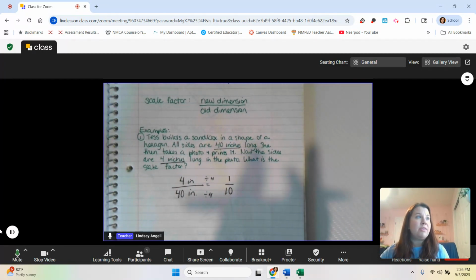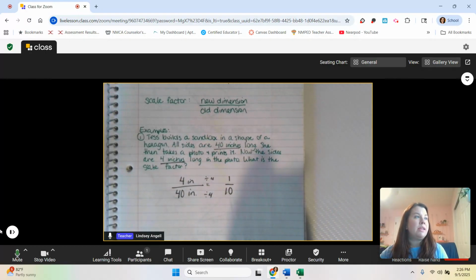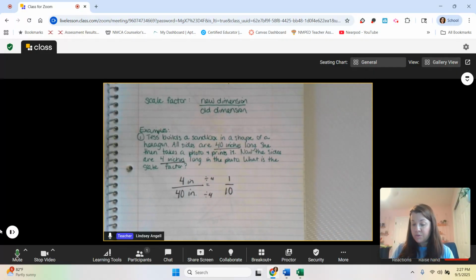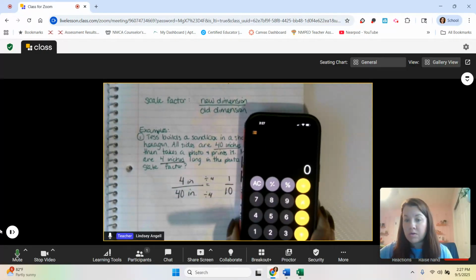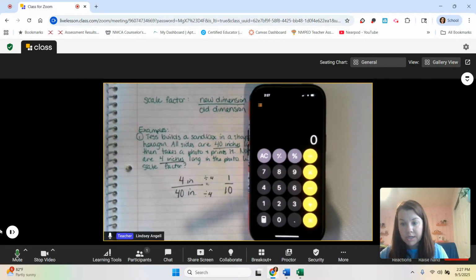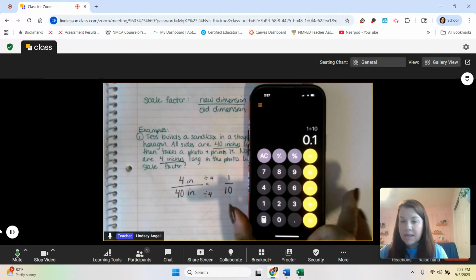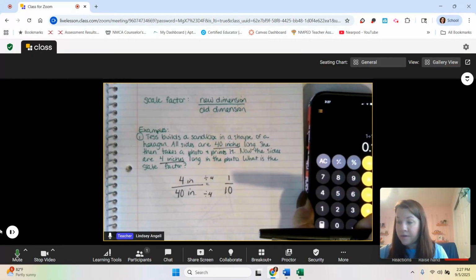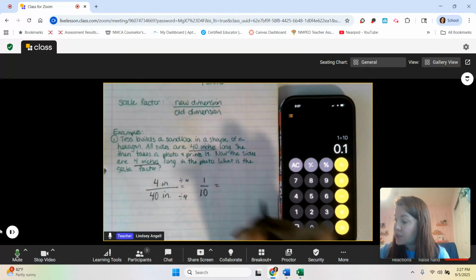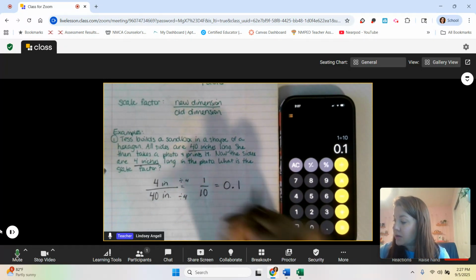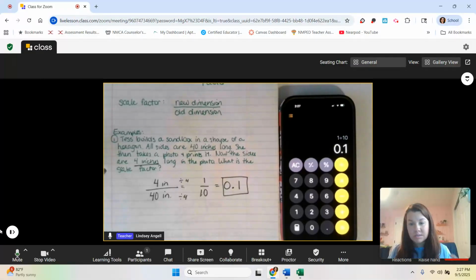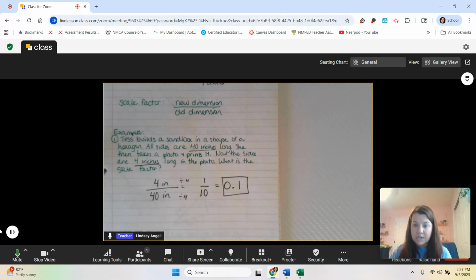I didn't write it on here, but on your actual practice, it says express your answer as a decimal. Maybe you know it by heart, which would be awesome, or if you don't, if you have a fraction and you want to convert it to a decimal, you take your numerator and divide it by your denominator, and then you have the decimal version of that fraction. So the scale factor would be 1/10. What that tells me is that the photo is 1/10 the size of the actual sandbox.